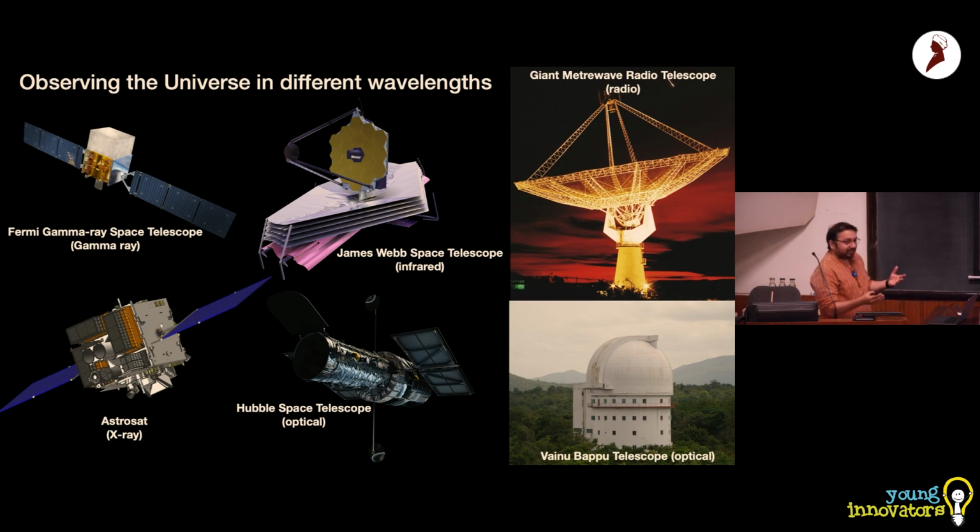But for other wavelengths, as I said, you have to really fly things out. And even for optical, you get better sensitivity and better resolution if you go further out. I think you have all seen Hubble pictures and how beautiful they are. That was taken from space. India launched AstroSat in 2015-16 to observe the universe in X-rays. And recently, just last year, it also launched another X-ray satellite.